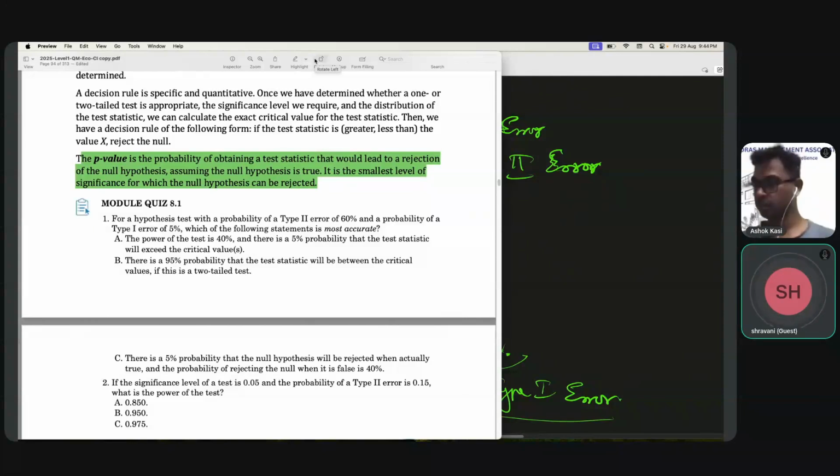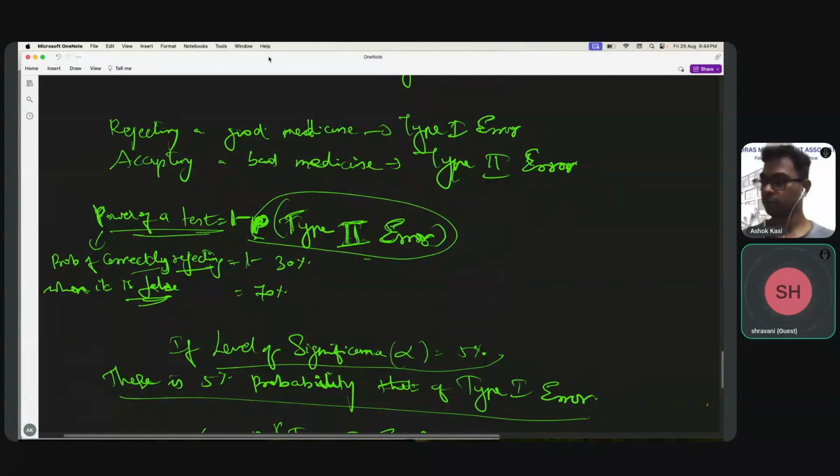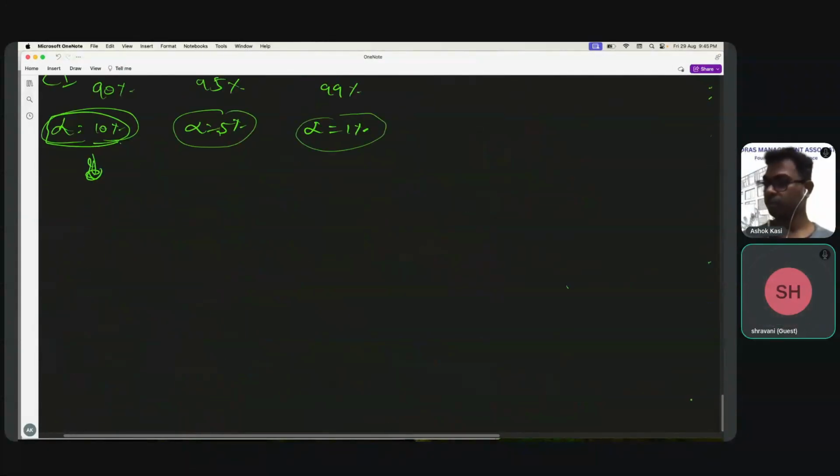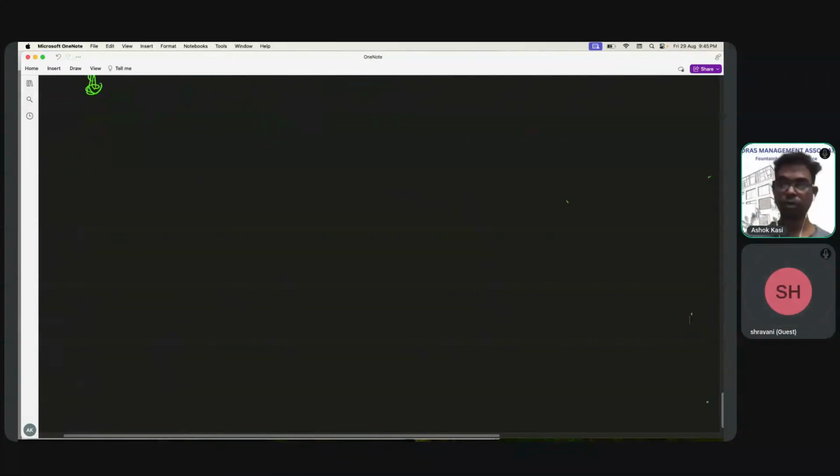I don't remember now, but we had a formula to calculate p-value. Okay, you had a formula. Here, luckily, we don't have the formula. It will be directly given to you if they want to ask anything. P-value will be directly given.